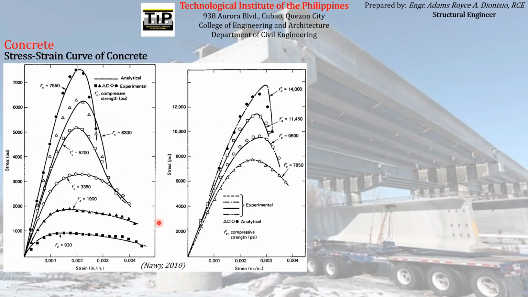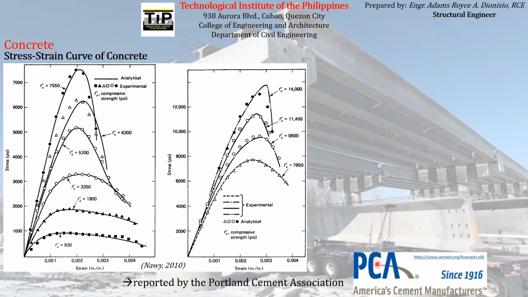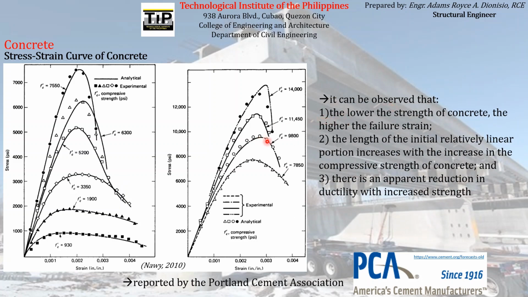Now, let us observe this report coming from the Portland Cement Association, the PCA. The PCA conducted a series of tests on the stress-strain curve of concretes with different compressive strengths ranging from 930 psi to 14,000 psi. What are the things we can observe here on the stress-strain curve reported by PCA? First, we can see on this graph that the lower the strength of concrete, the higher the failure strain.